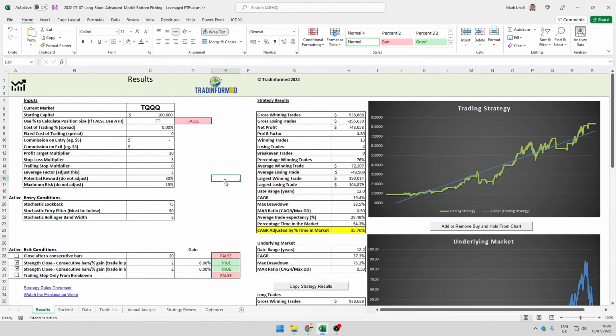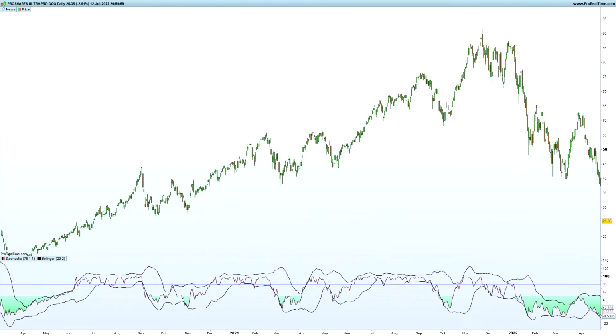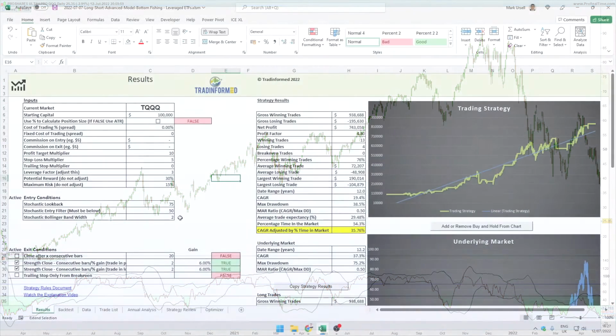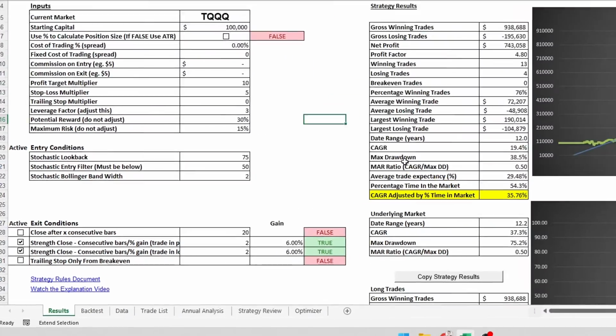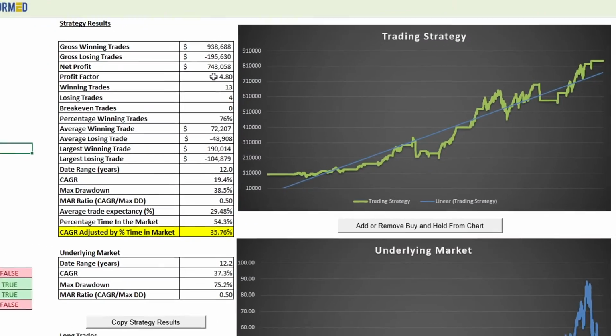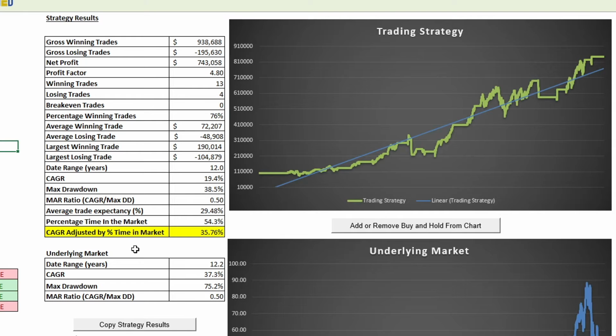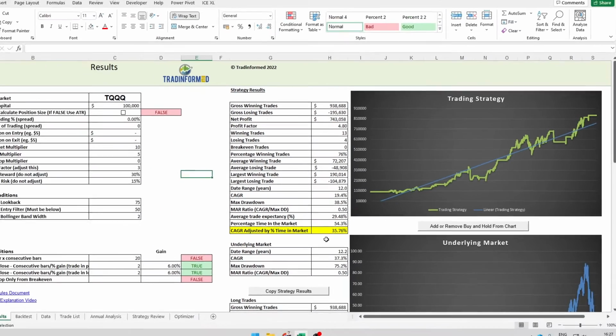Next up is the TQQQ, which is the leveraged version of the QQQ, which tracks the NASDAQ 100. And I am using exactly the same entry conditions as before. 75 period stochastic, 50 entry filter, and 2 for the Bollinger Band. The only difference is the exit conditions. So I've set the strength close to 2 bars of at least 6%, and they have to be consecutive. And we have a good net profit, high profit factor, compound annual growth rate adjusted by percentage time in the market, 35%.